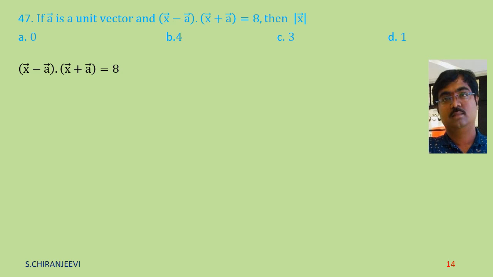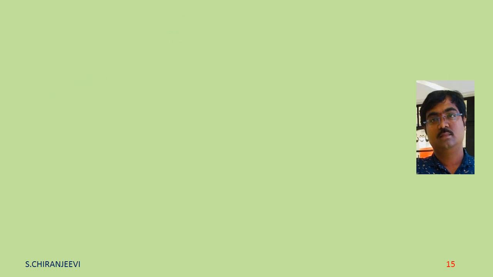47th, if vector A is a unit vector and x minus A dot x plus A equal to 8, then magnitude x equal to, 0, 4, 3, 1. X minus A dot x plus A equal to 8. So it will become x square minus A square equal to 8. X square equal to 8 plus A square. So magnitude A is 1, so it will become x square equal to 8 plus 1, which is 9. So magnitude x is 3. So the option is C.